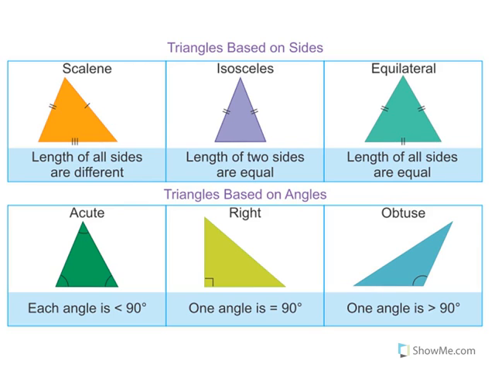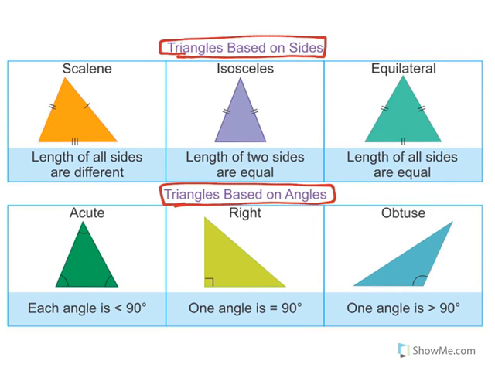As you can see here, triangles get their names based on their sides, and they also get their names based on their angles. So let's start here with this scalene triangle. Scalene, it's so scary, nothing is the same. It means that the length of all the sides are different. So no one side is the same as the other.